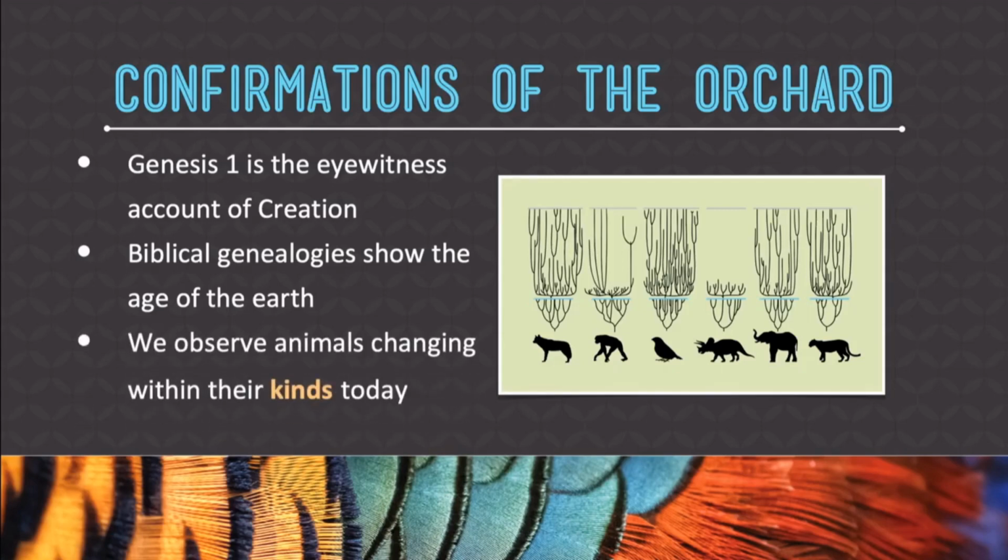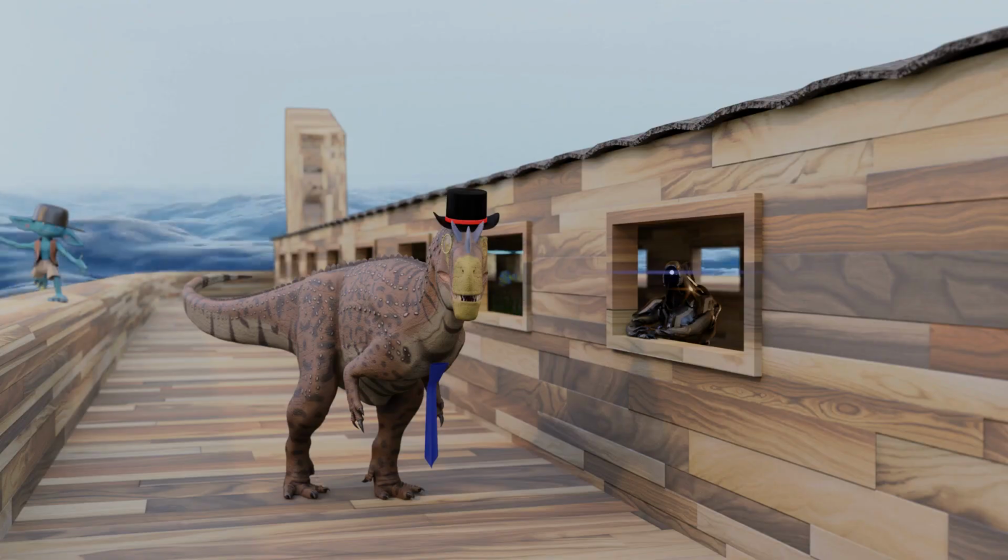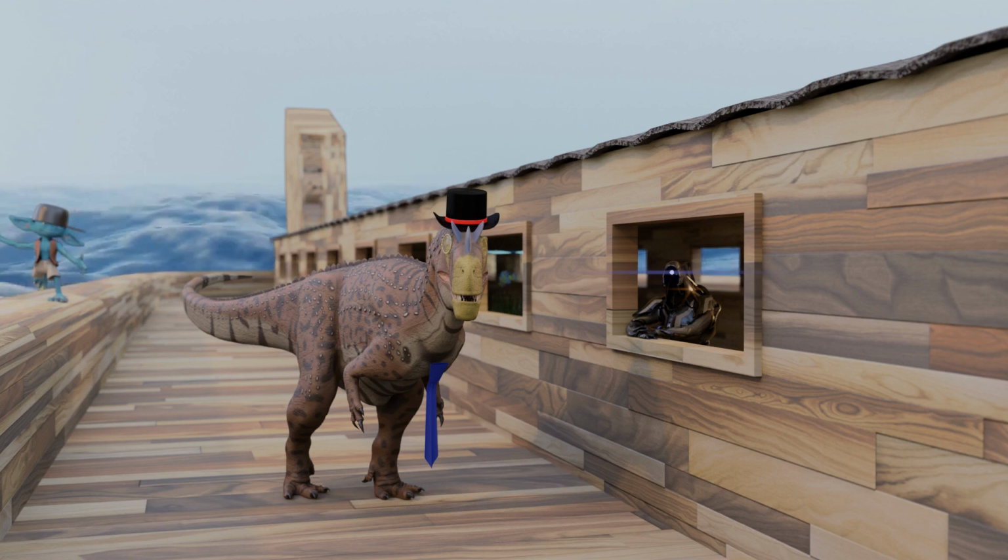And we observe animals changing within their kinds today. Well, you haven't bothered to define a kind except to say that they all come from the same tree, and since evolution precludes anything from doing otherwise, that's not exactly a slam dunk for anti-evolution.